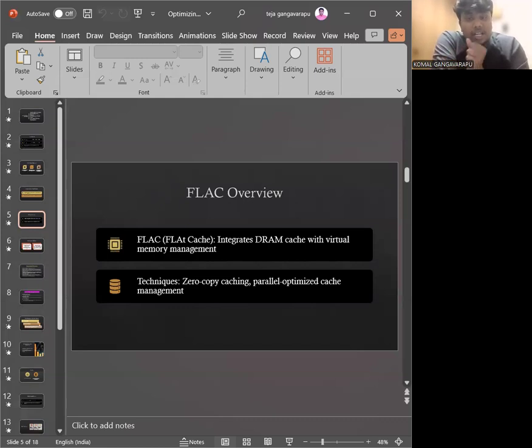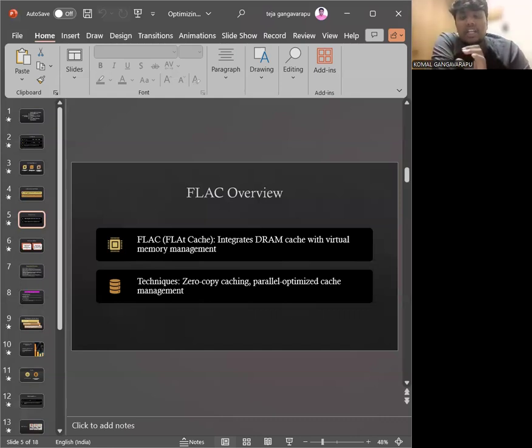This slide provides an overview of FlatCache, a novel approach designed to address the challenges associated with a DRAM cache in heterogeneous memory architectures. FlatCache integrates DRAM cache with virtual memory management, aiming to optimize performance of the file systems that utilize both volatile DRAM and non-volatile persistent memory.